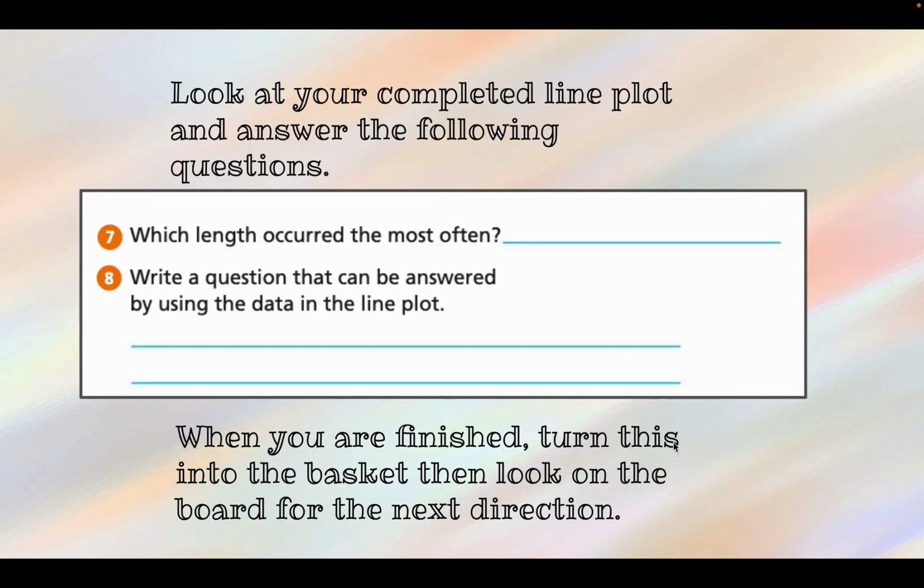When you're finished, look at your completed line plot and answer the following questions. So you're going to look, which length occurred the most often? So which one has the most X's or which one has the most dots? And then write a question that can be answered by using the data in your line plot. Again, any question that makes sense with your line plot. You can compare numbers, you can add numbers together, any sort of question. When you are finished, turn this into the basket and then look at the board for the next direction.